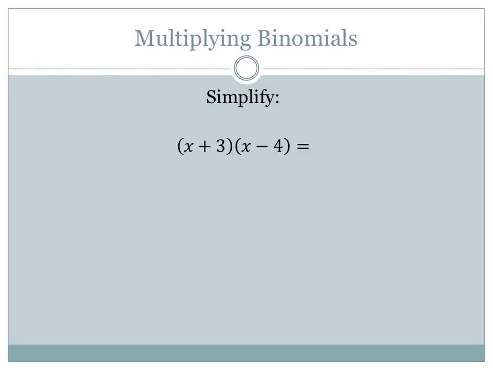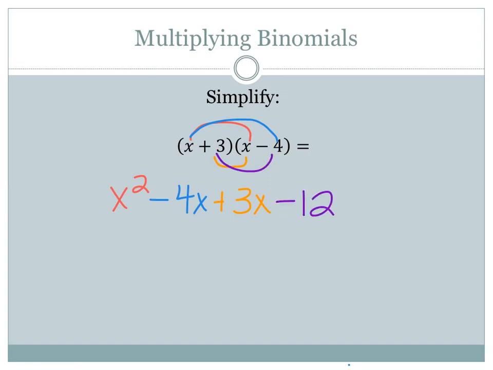Okay, so now I believe we're just on to a bunch of examples. I will split them up. I'll do some with the box and I'll do some with distributing. This first one, I want to show you what that looks like in terms of distributing. So first, x times x, x squared. Outside, x times negative 4 is negative 4x. Inside, 3 times x is a positive 3x. And then last, 3 times negative 4 is negative 12. Okay, so combine like terms gives me x squared minus 1x minus 12.